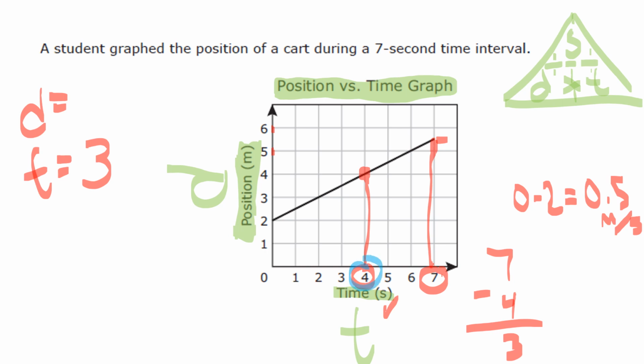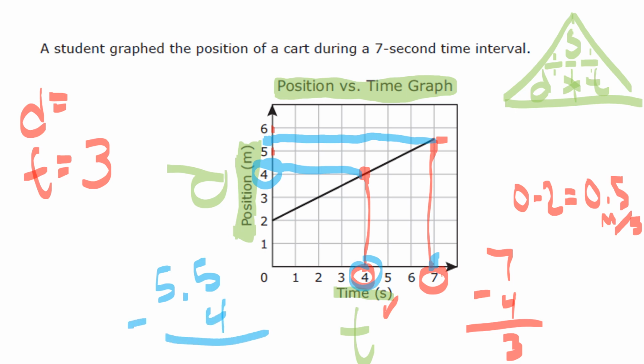All right, the next thing we want to do is we want to look at distance. So at 4 seconds, how far are we? We're 4 meters. Okay, at 7 seconds, how far are we? We're at 5.5 because it's in between 5 and 6. So how do we know how much distance we've traveled in those 3 seconds? Well, we have to take the starting and the ending and subtract them. So 5.5 minus 4. Put that in your calculator and you get 1.5. That's your distance.